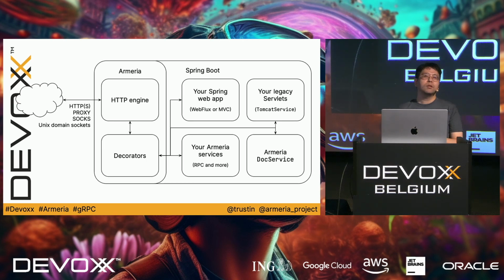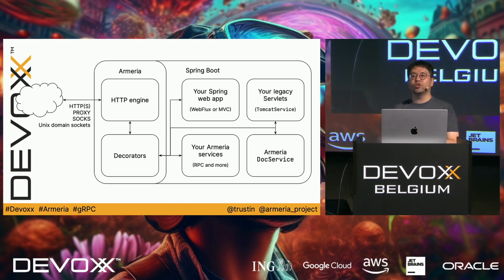Because Armeria implements its own HTTP engine, which provides some level of abstraction. This is really good because let's say you have a Spring Boot application and you want to add gRPC support, or you want to migrate from REST API to gRPC for some reason. Or there are some old RPC protocols like Thrift, which is not very actively developed anymore, and you want to migrate from Thrift to gRPC.